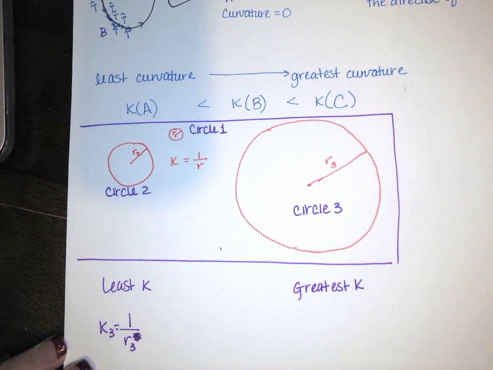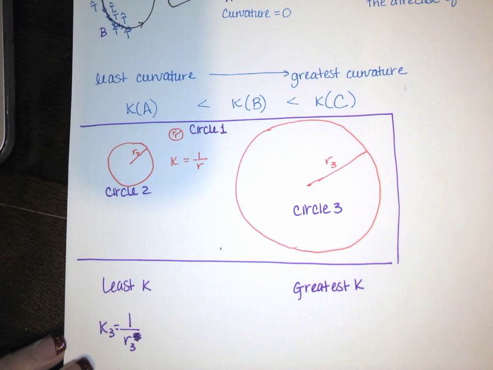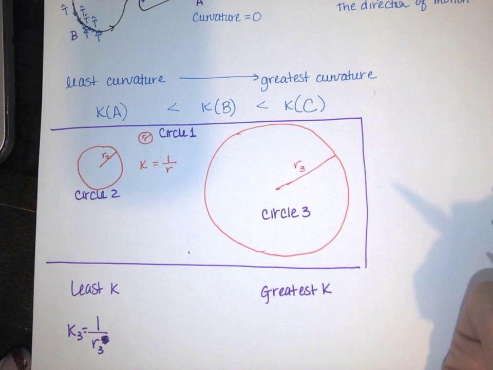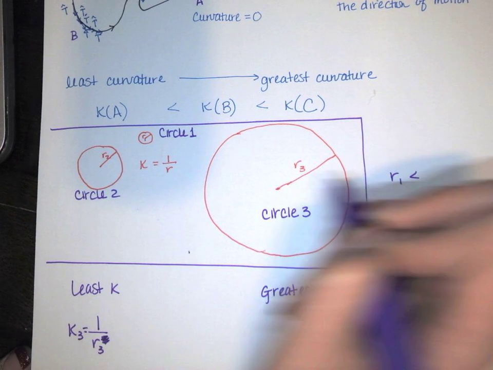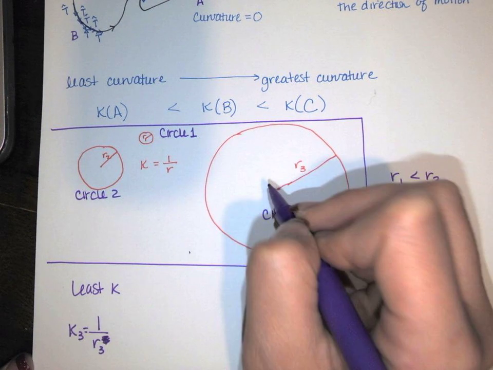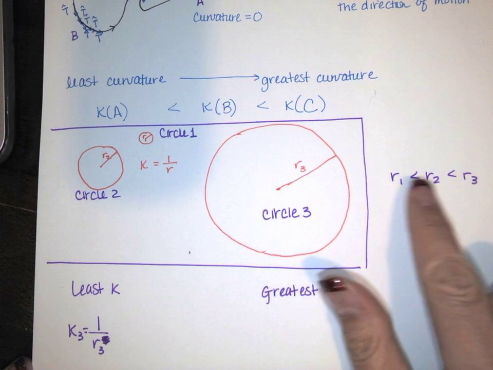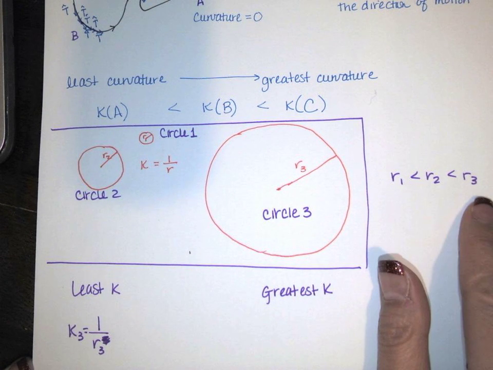Now here, this radius is next, and then this radius. Actually, let me write it a little differently. Let's just write the radii in order. R1 is less than R2, which is less than R3. Like, this could be like 2, 3, and 4, right? This one is smaller than this one, and this one is smaller than this one.